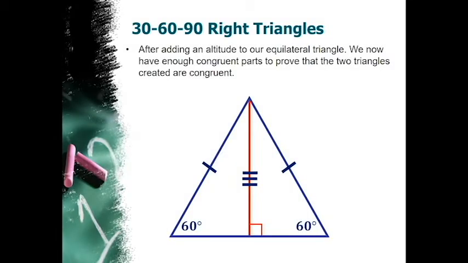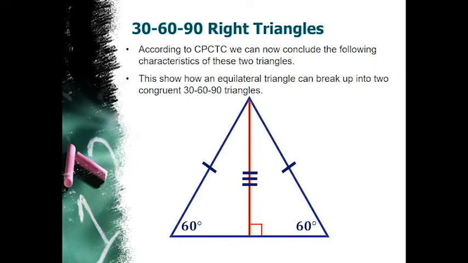if we add an altitude to our equilateral triangle, we now have enough congruent parts between the two triangles created. We got one on the left, one on the right, to show that those two triangles are congruent. You could say they're congruent by angle side or by a hypotenuse leg relationship. Now, according to CPCTC, or the corresponding parts of congruent triangles are congruent, we can now conclude the following characteristics of these two triangles.